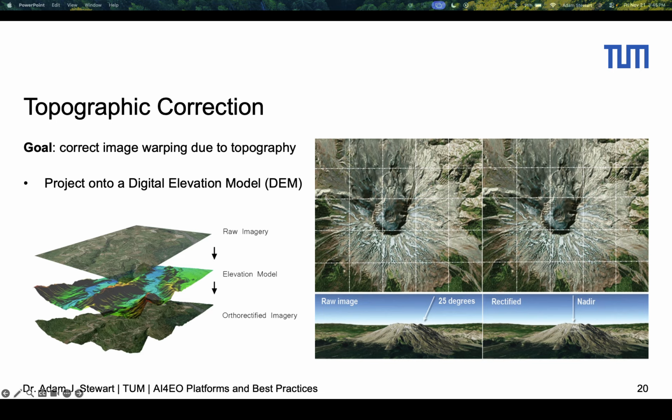This is also really important in, for example, cities where you've got really tall skyscrapers. You don't want the top of that skyscraper to shift depending on the angle that the satellite is looking at.